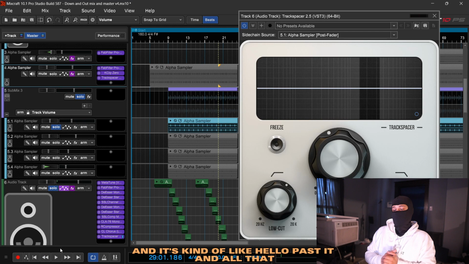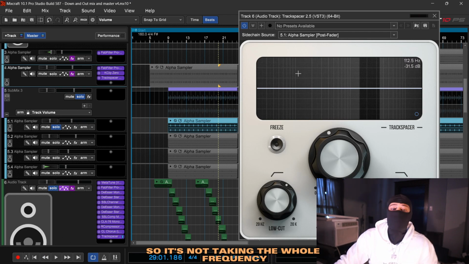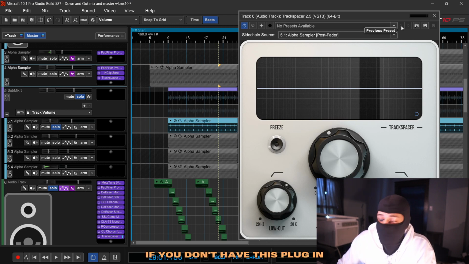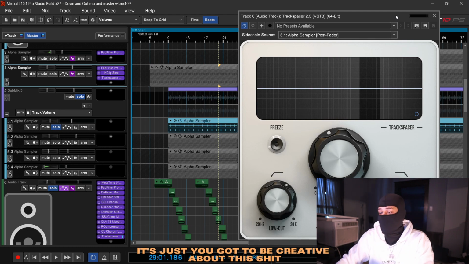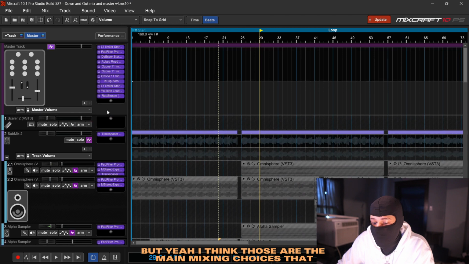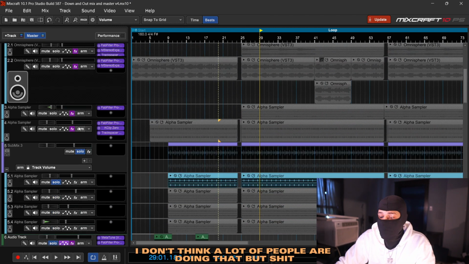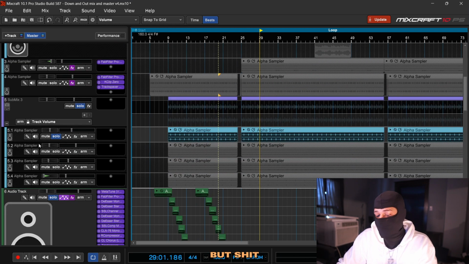And it's kind of like, I low passed it and all that, so it's not taking the whole frequency. But yeah, if you don't have this plugin, you're missing out on a lot of different stuff. You gotta be creative about this. But yeah, I think those are the main mixing choices that I was just like, whoa. I don't think a lot of people are doing that, but a lot of people might be doing it and I'm just slow.